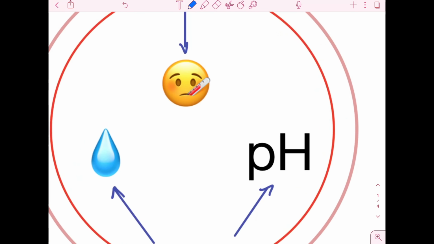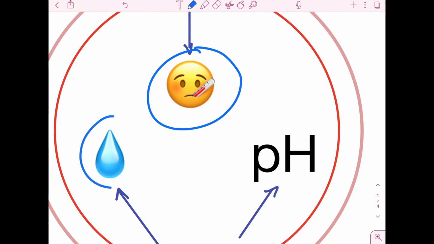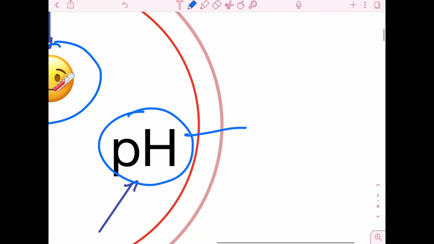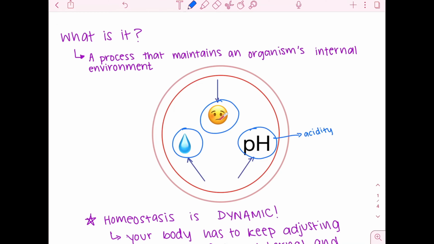So 3 of the most important factors that our body has to maintain on a daily basis are body temperature, water balance, and pH balance. Now, if you don't know what pH balance is, it's basically the acidity that your body has to balance out. It can't be too acidic and it can't be too basic in your body, so it has to maintain a relatively equal balance between the two.